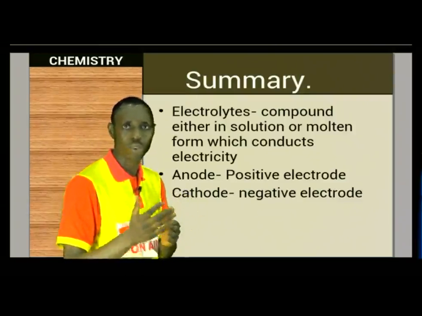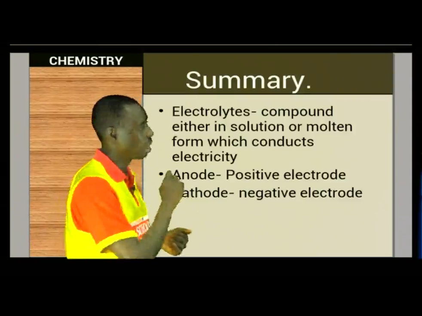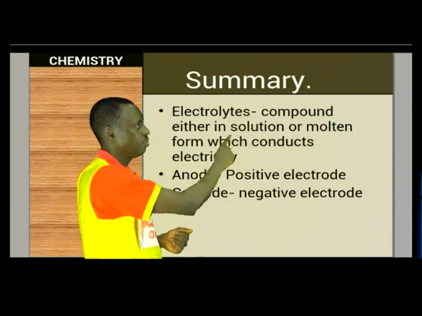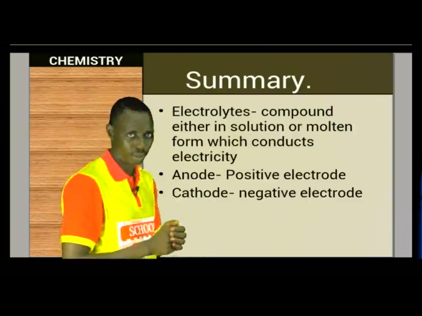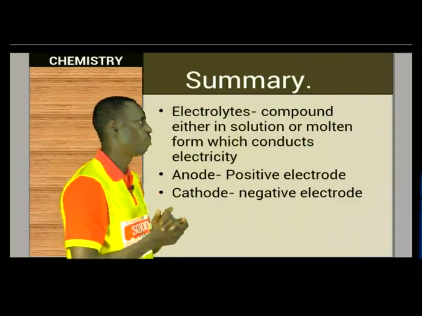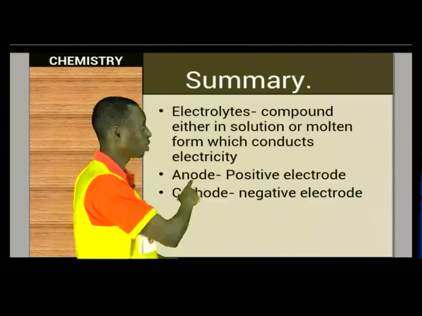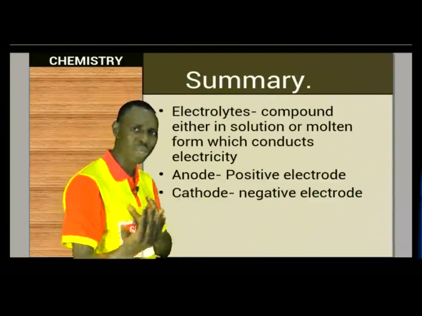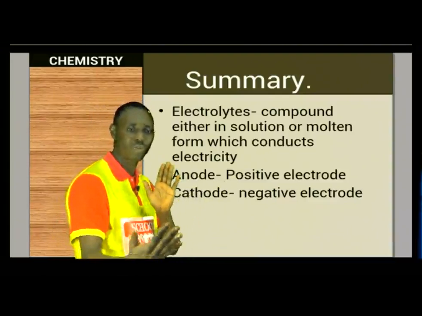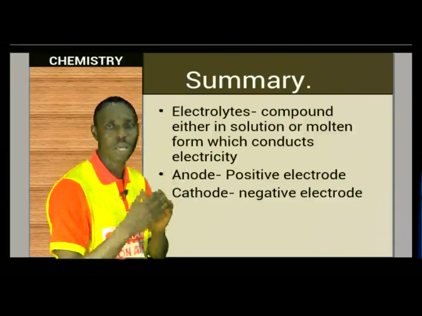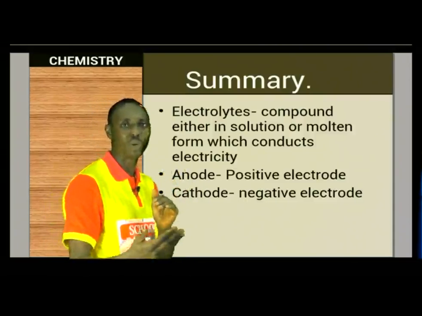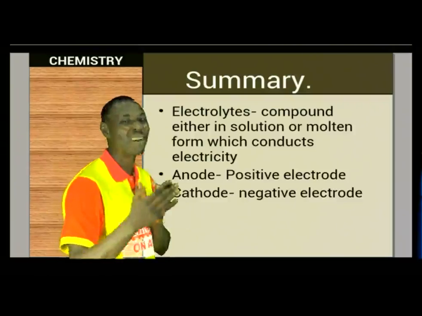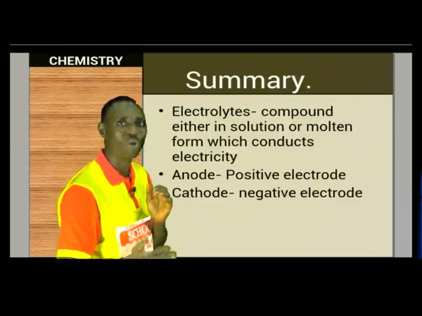So in detail, we need to go over what we have done today. To start with, we said that electrolytes are compounds, either in solution or molten form, that will conduct electricity. They will allow the passage of electricity through them. We've also talked about the anode. We said the anode is the positive electrode. Since the anode is positive, it is only negative ions that will move to it, because it needs an opposite charge to attract. And that's why the non-metals that gain electrons move to the anode, and we refer to the non-metallic ions as anions.